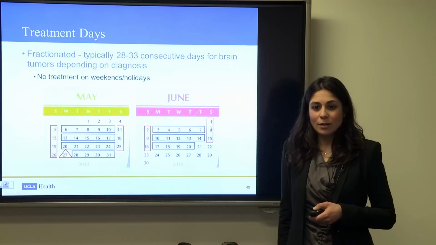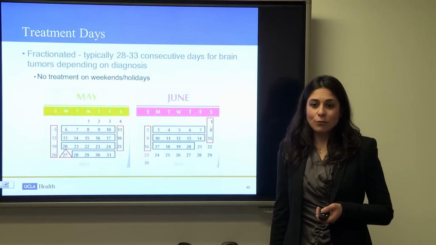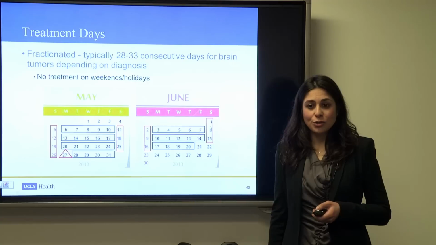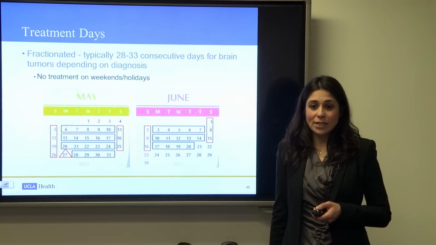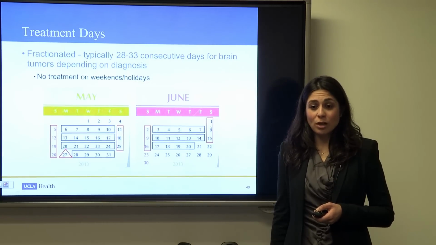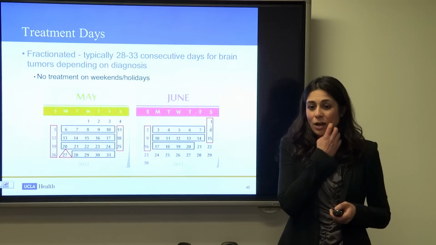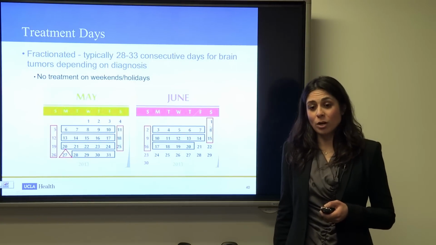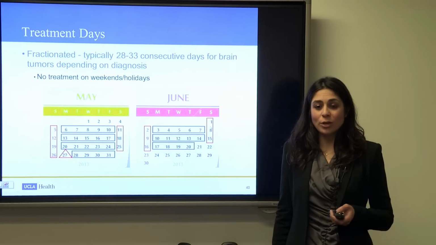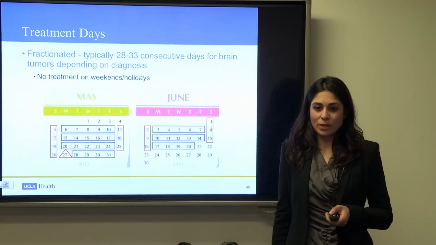Treatment days. Typically for brain tumors, it's 28 to 33 consecutive days, depending on the diagnosis. We don't treat on weekends or holidays, so this May-June calendar is an example of where in red the weekends are marked off, and on the 27th it was Memorial Day, so that was a closed day.